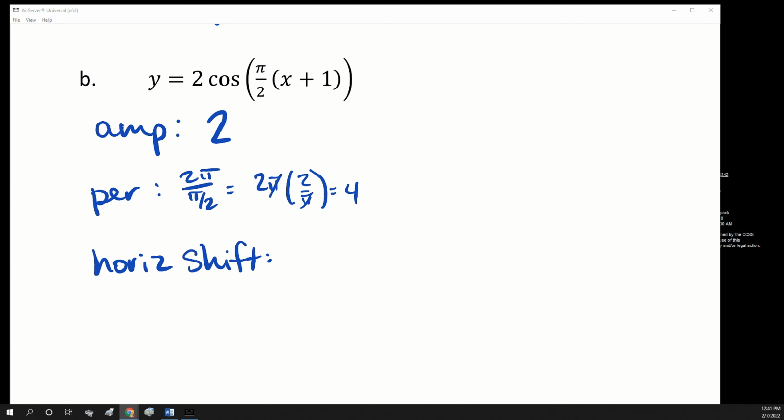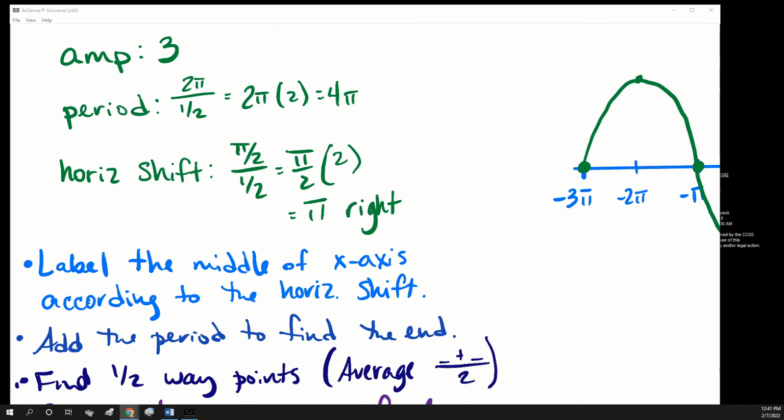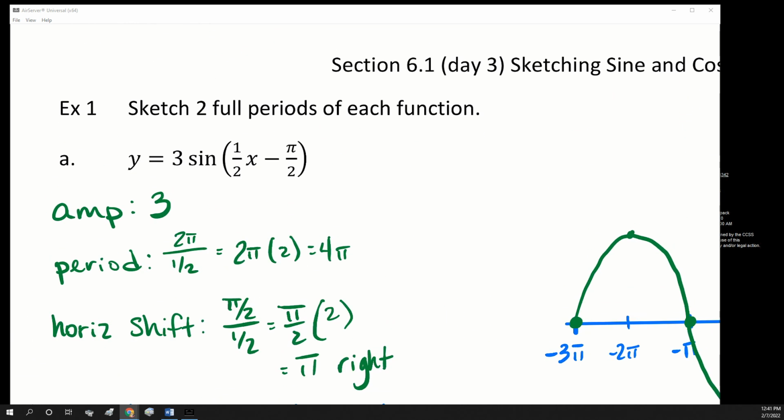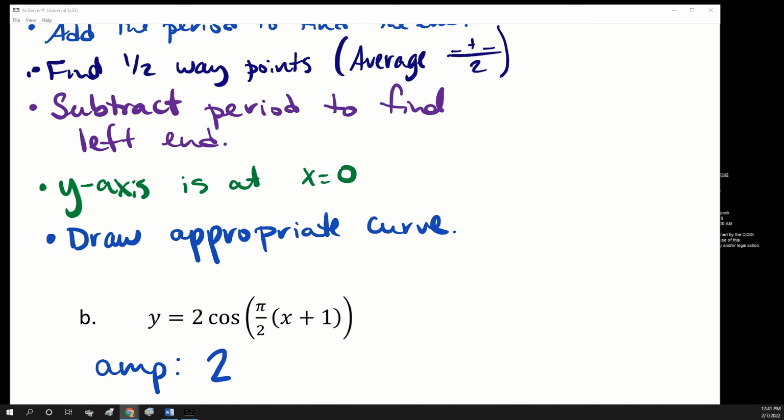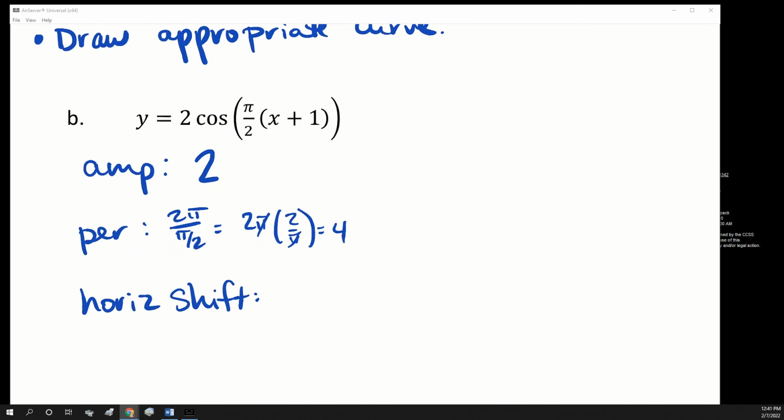So this horizontal shift is a little different. On the last one, because it was just terms, we needed to do the division. On this one, they've already factored out what was being multiplied by the x. So when we do the shift, we just use this number. So it's going to be 1 unit, and then which direction? To the left.